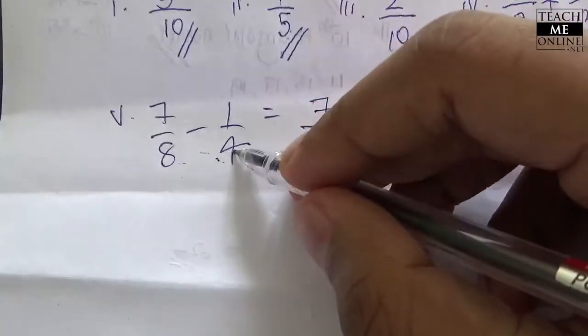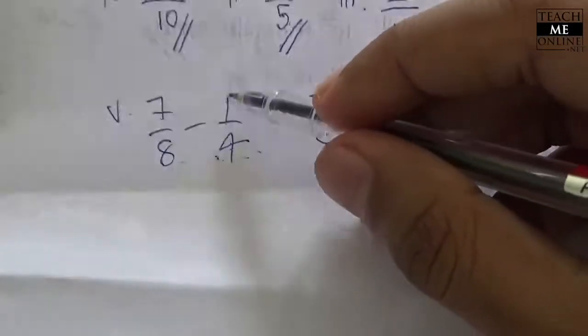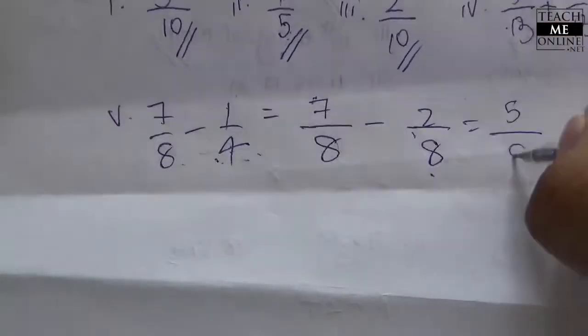Here it's already 8, so I write 7 upon 8 minus. If I make this denominator 8, I do that by multiplying this by 2. 4 times 2 is 8. So I do the same thing to the numerator. 1 times 2 is 2. Now I get 7 minus 2, which is 5. 5 upon 8.